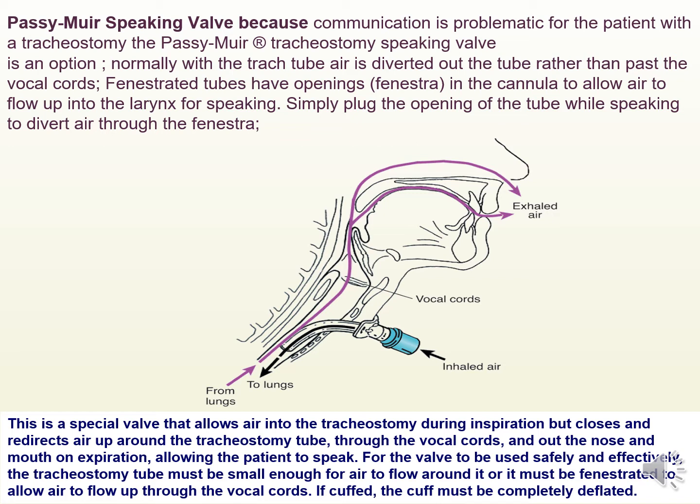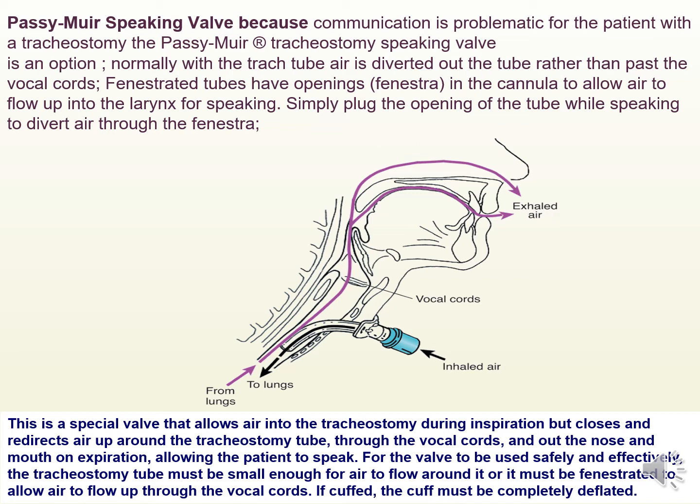Because communication is problematic for a patient with a tracheostomy, the Passy-Muir tracheostomy speaking valve is an option. Normally with the trach tube, air is diverted out of the tube rather than past the vocal cords. Fenestrated tubes have openings, or fenestra, in the cannula that allow air to flow up into the larynx for speaking. The patient just plugs the opening of the tube while speaking, and it diverts air through the fenestra.